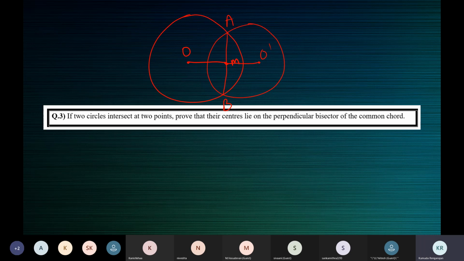So now what have we done? Join OM, join O dash M. Now, OM is a line from the center to the midpoint of the chord, because let M be the midpoint of AB, we said. OM is a line from the center to the midpoint of the chord, so it should be perpendicular to the chord. The line from the center to bisect a chord is perpendicular to the chord.